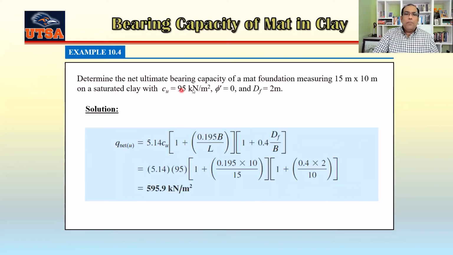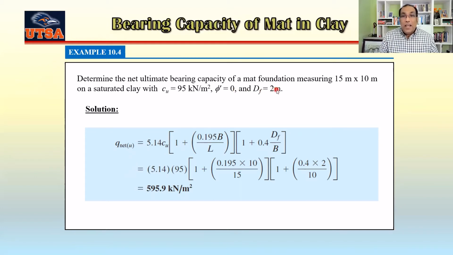Now there is an example here, that's 10.4 in your book, I guess. Determine the net ultimate bearing capacity of a mat foundation measuring 15 meter by 10 meter on a saturated clay, where cu equals 95 kilonewton per meter square, phi prime is 0, and Df equals 2 meter.